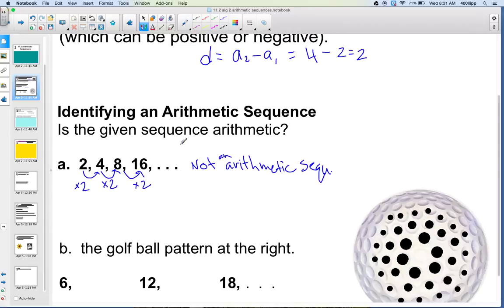In the next lesson, we're going to go over geometric sequences. So this sequence is actually a geometric sequence, and we'll go over that more in the next lesson.